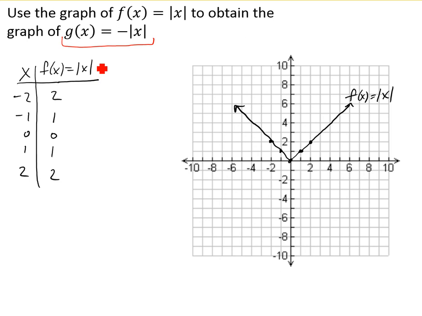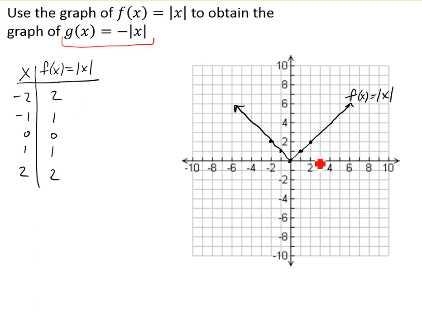Again, you see in this table here that we got the y coordinates in our table by evaluating the absolute value of x. In our function g of x, we're taking negative the absolute value of x. We're taking the negative of our old y coordinates.